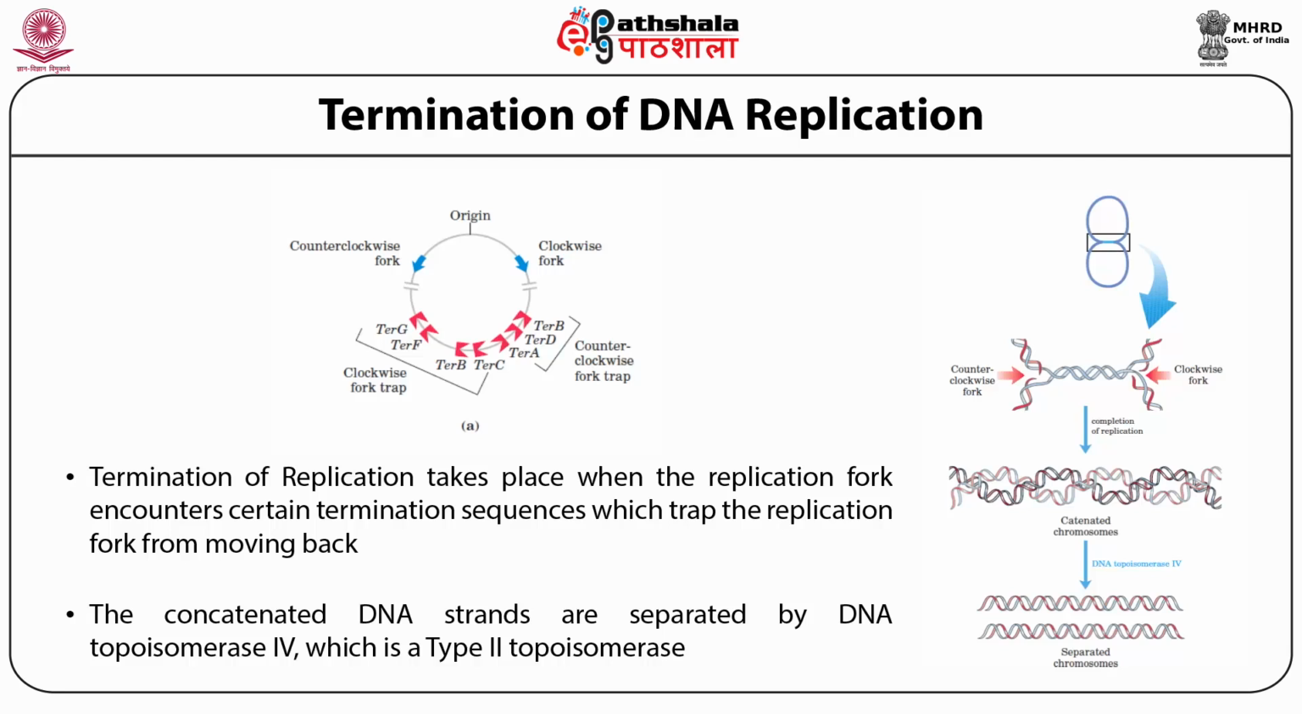Now, how does the replication actually terminate? The replication forks move beyond these terminator sequences, and once they encounter the other replication fork, it automatically stops.